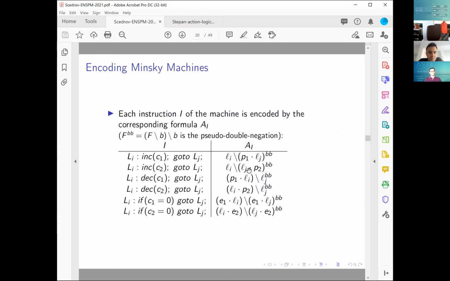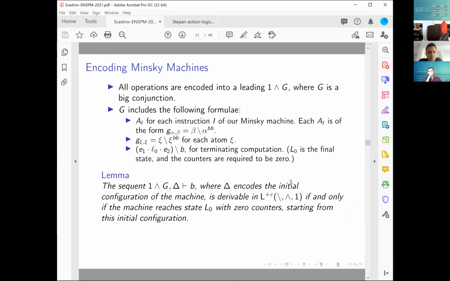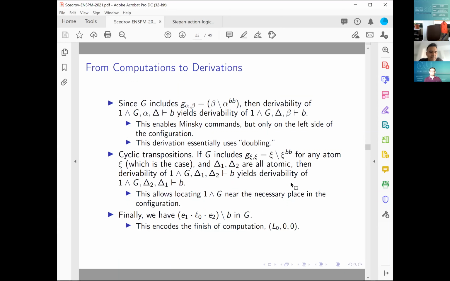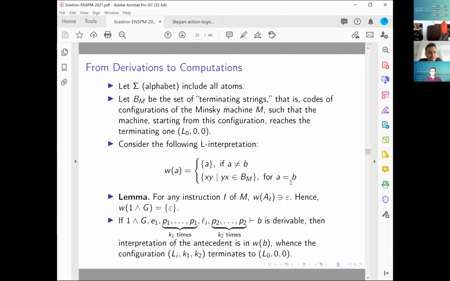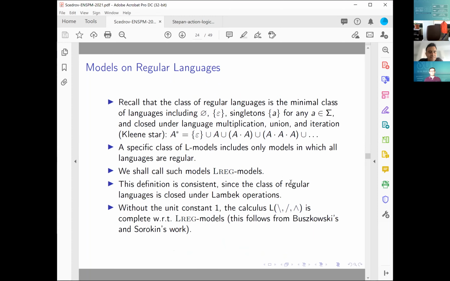Now, of course, here you see shorthand with multiplication, but officially there's no multiplication, because after you work all this out, these multiplications in the pseudo double negation are transformed into nested left divisions. Okay. And then we have to prove the corresponding lemmas that every terminated computation can be encoded in a proof. And going backwards, a very cleverly chosen interpretation in L models now allows us to show that, in fact, a proof can be interpreted as a computation in Minsky machines, okay?